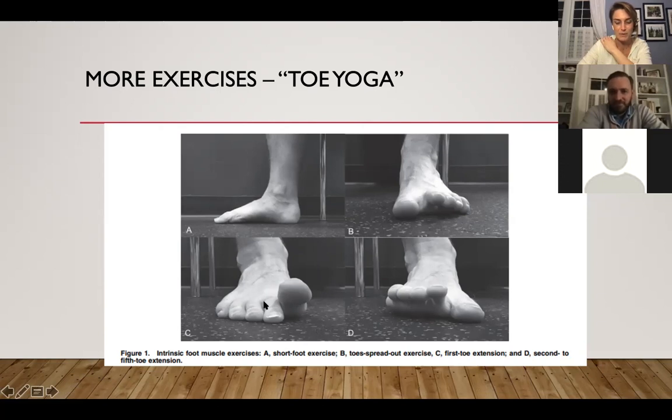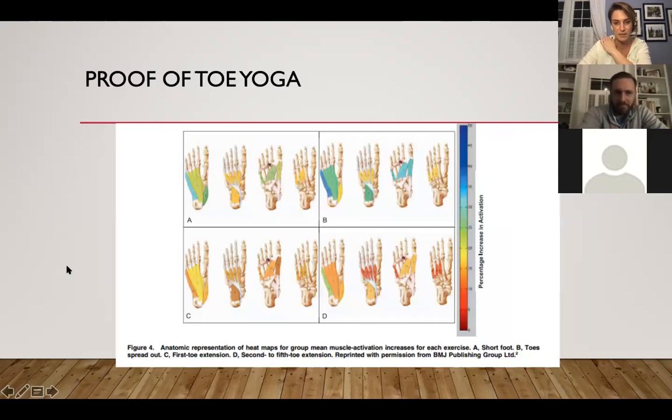So yeah, just need to be moving your toes around. This is a very easy thing to do while you are watching TV or something. For anyone that really needs the backup proof, this shows those 4 exercises that we just looked at, how much muscle strength is increased percentile wise in each one of them.